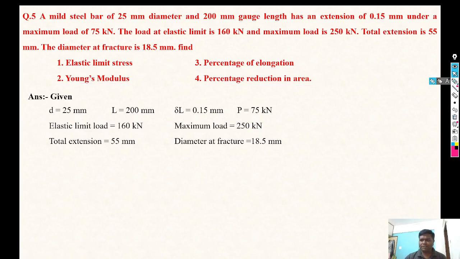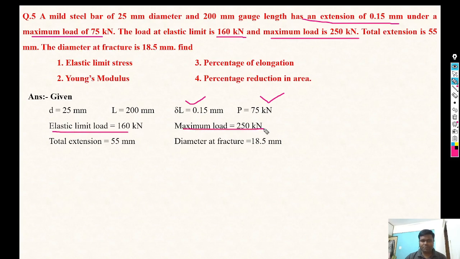First, diameter is given, 25 mm. Then length is given, 200 mm. Extension means change in length, that is 0.15 mm. P, the axial force, is given as 75 kilonewton. The load at the elastic limit is 160 kilonewton. Maximum load is 250 kilonewton. Total extension is 55 mm, which means the change in length is directly given. And diameter at fracture is 18.5 mm.